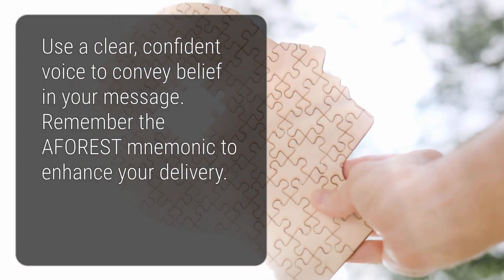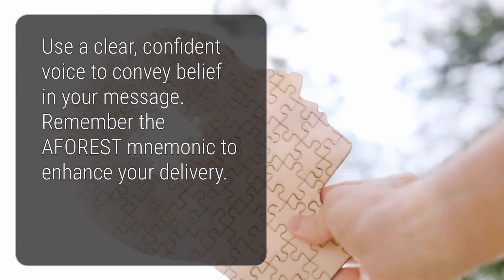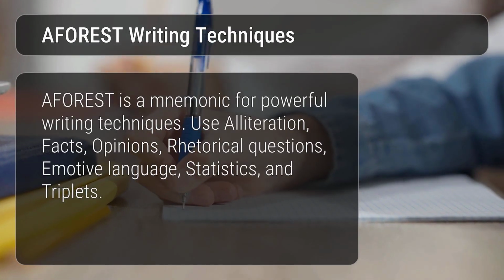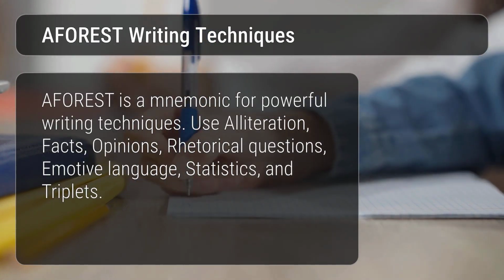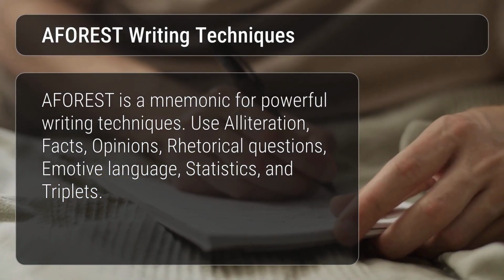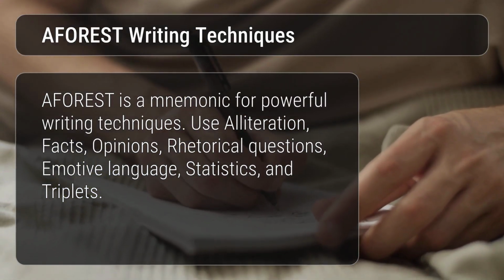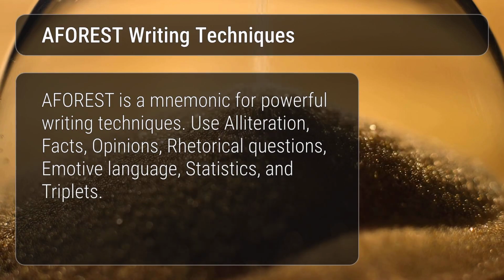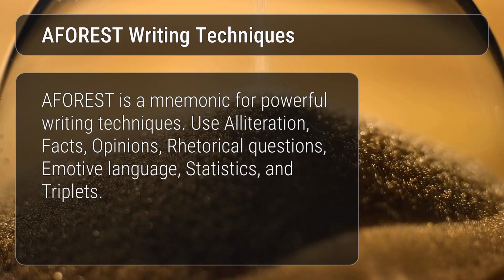A great tool to remember is the AFORREST mnemonic. It stands for alliteration, facts, opinions, rhetorical questions, emotive language, statistics, and triplets. Use these devices to add power and impact to your writing. For example, "the future is fragile, fleeting, and fading."